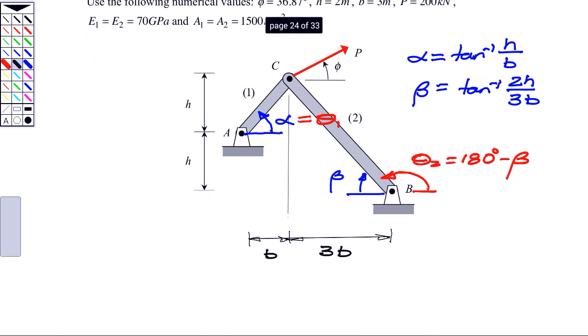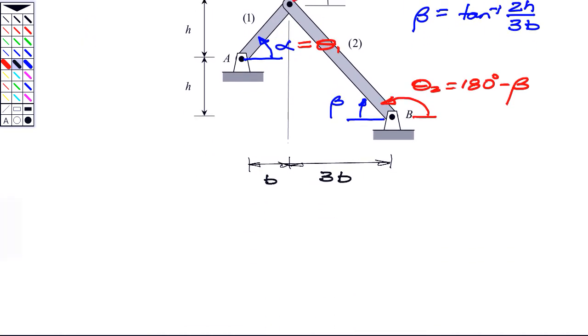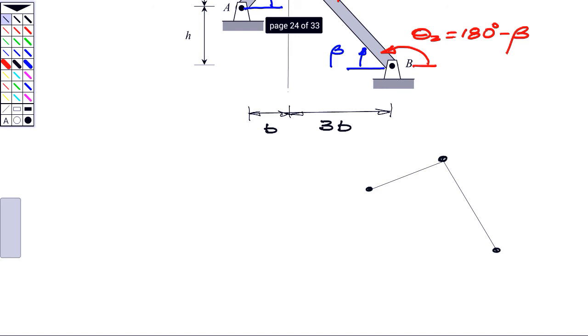Okay, so the first thing we need to do is draw an FBD. I'm going to draw a free body diagram here of joint C. And keep in mind that what we have are these links that go from C to A, from C to B. So these define the lines of action of some forces here. Again, let me make sure that I'm clear on this. This is A, and this is C, and this is B.